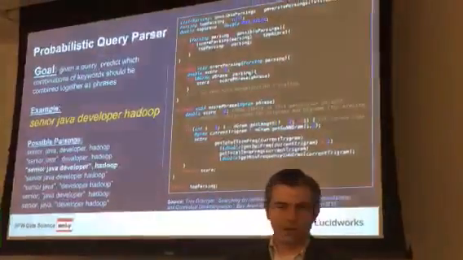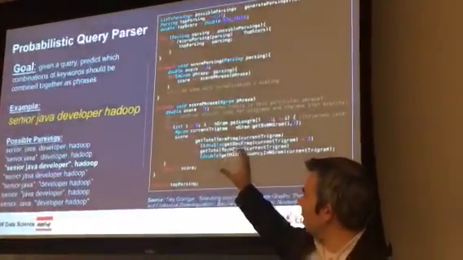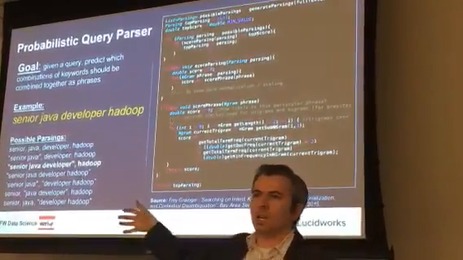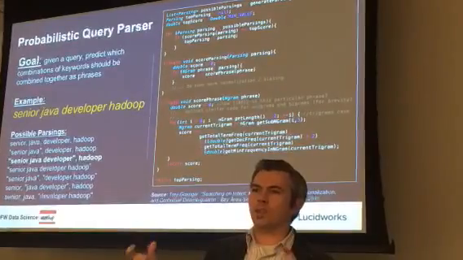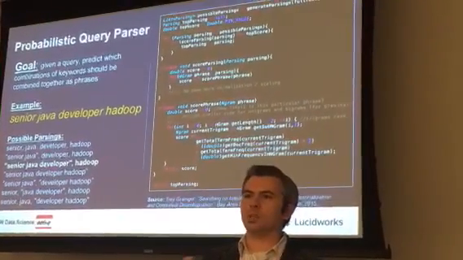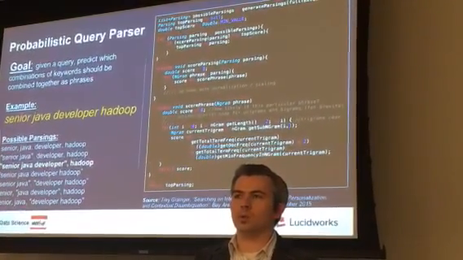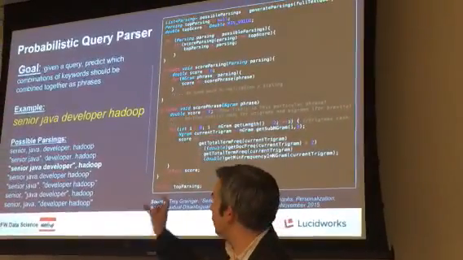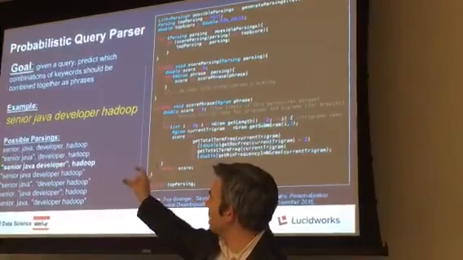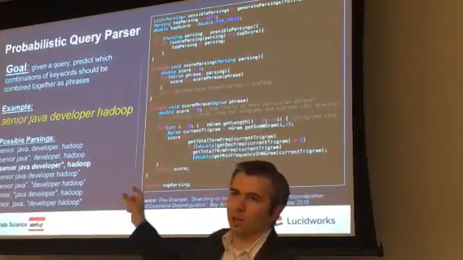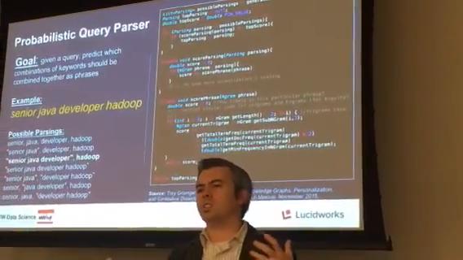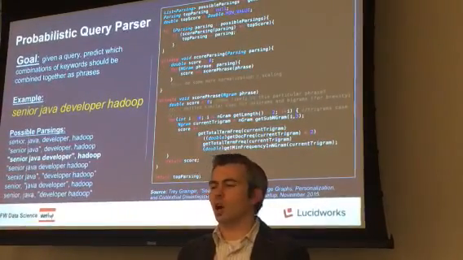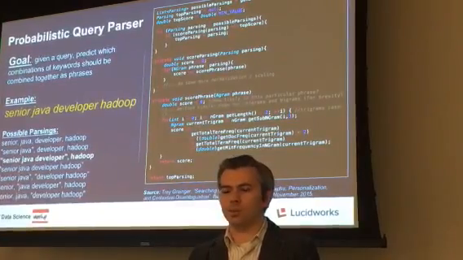More or less, this works by taking something like senior Java developer Hadoop, looking at all the possible parsings, and then leveraging the inverted index to figure out the statistics of how often these things appear as phrases. Think of it like using Bayes' theorem to figure out the probability of the phrase being senior Java versus senior Java developer. You figure that out with the query, and you probabilistically parse the query based upon what it most likely represents. It's not 100% accurate, but you can get the accuracy pretty high with some tuning.